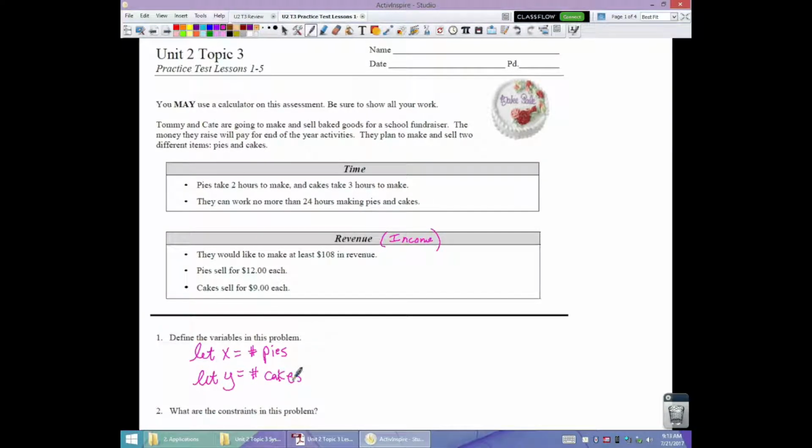What are the constraints? Now remember, the constraints are like our limits for the problem. And we don't need to be specific and recopy everything from those tables. All we need to do for that question is just say that we have 2 constraints. They are about time and revenue. Okay? You do not need to be specific and start listing the hours and the prices.